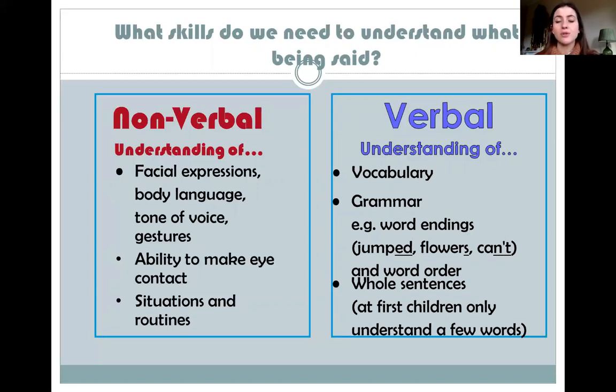And as adults, we use both of these to comprehend social situations, what someone is saying, and we can work out what is being said by the way they are saying it alongside the words that they are really saying.